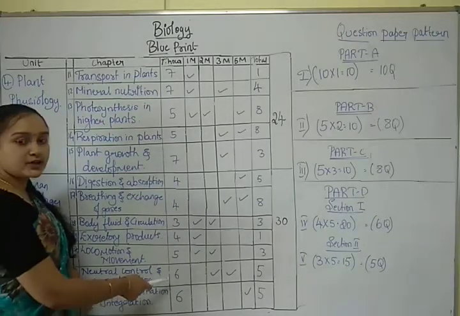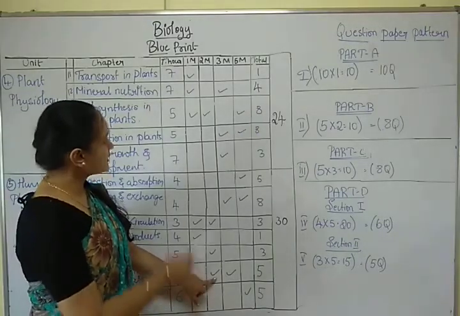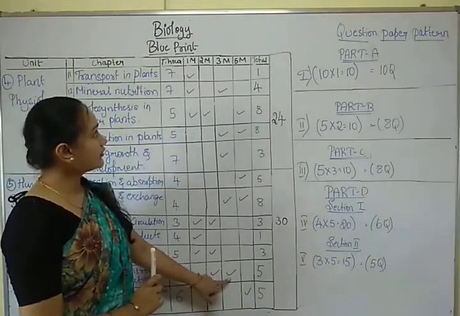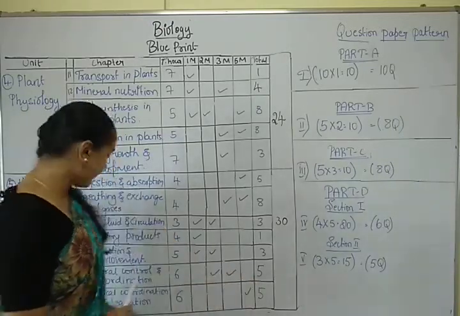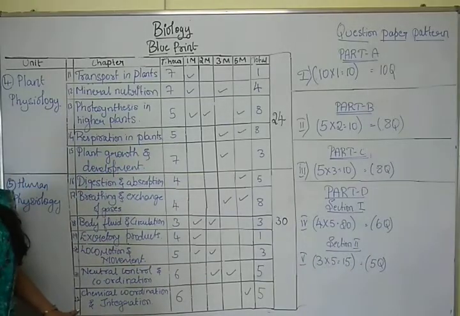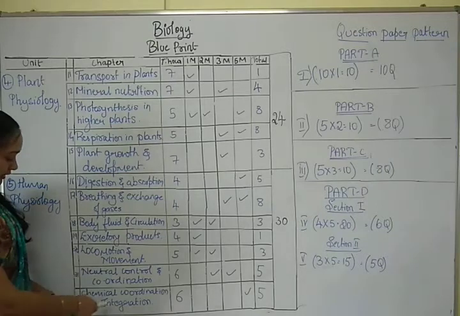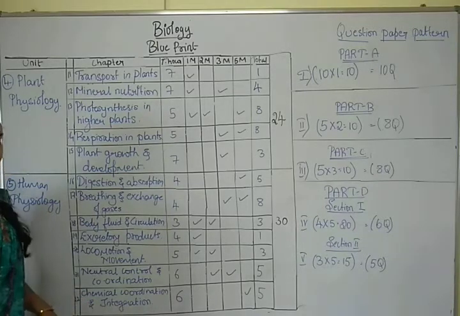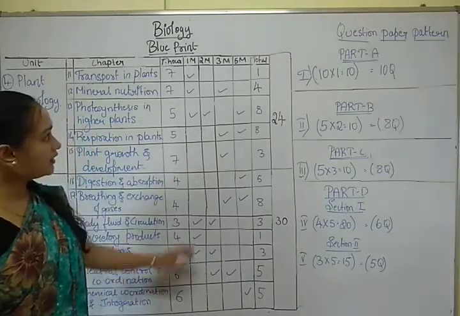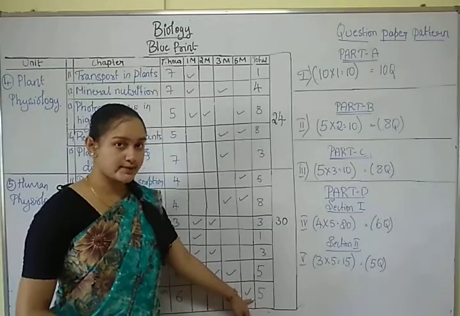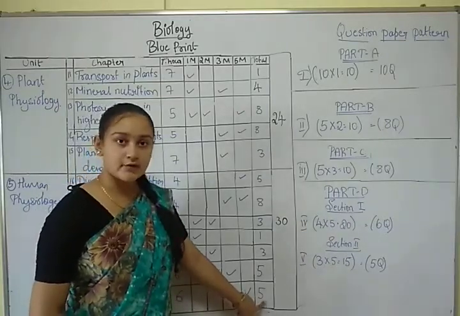The number of teaching hours is 6. Here there is 1 question for 2 marks and 1 question for 3 marks. So 2 plus 3, it is 5 marks. The last chapter in first PUC biology is chemical coordination and integration. The number of teaching hours is 6. Here just 1 question for 5 marks will be asked. So the total weightage is 5 marks.